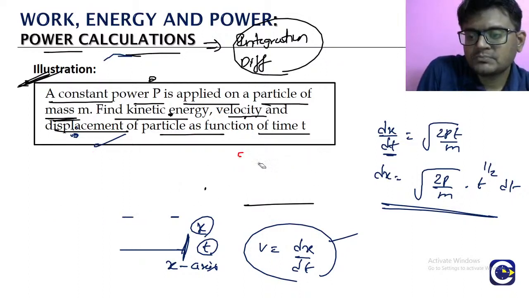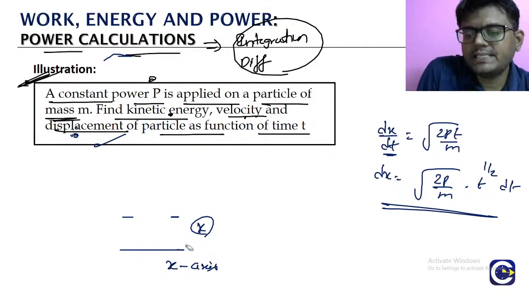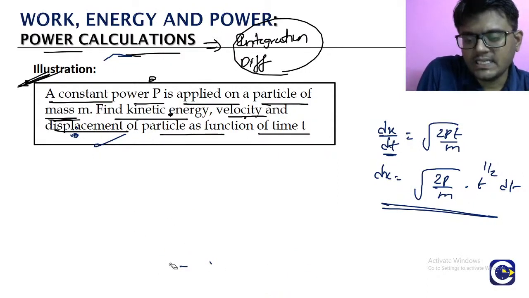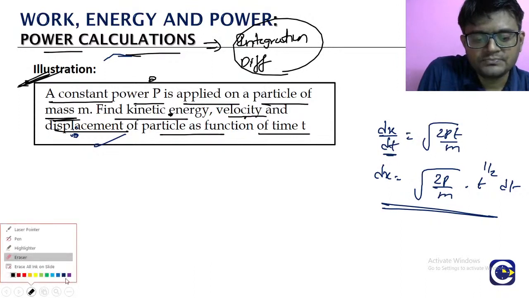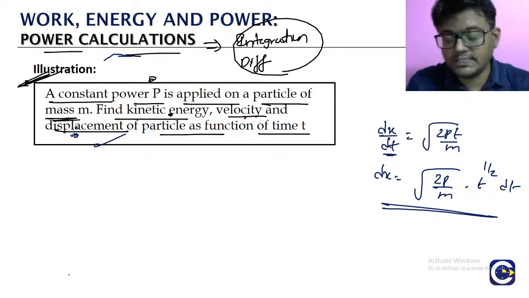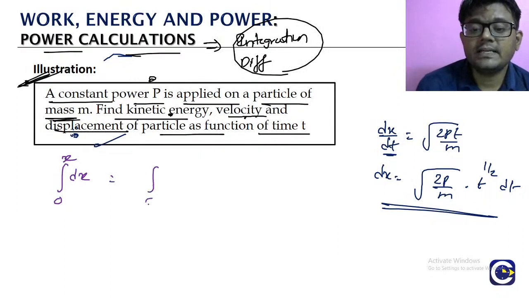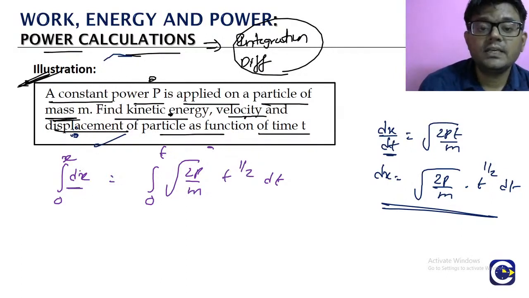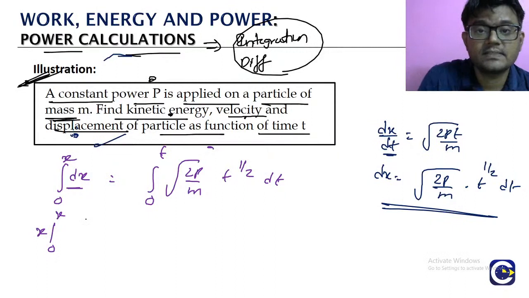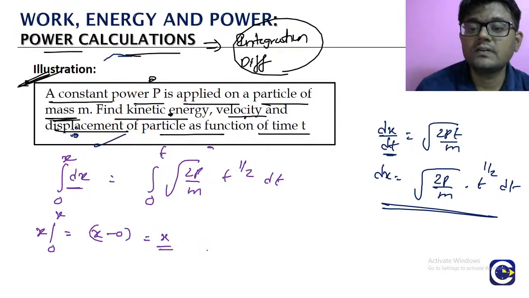So check it, guys. On the left hand side integration, the variable is x. On the right hand side integration, the variable is time. Let us see if you are able to get it. On the left hand side we have the integral of dx, with limits 0 to x. On the right hand side, the integral from 0 to t of root 2p by m into t power half dt. Integral dx means x. We have to always substitute the limits: final limit minus initial limit. That is the LHS.